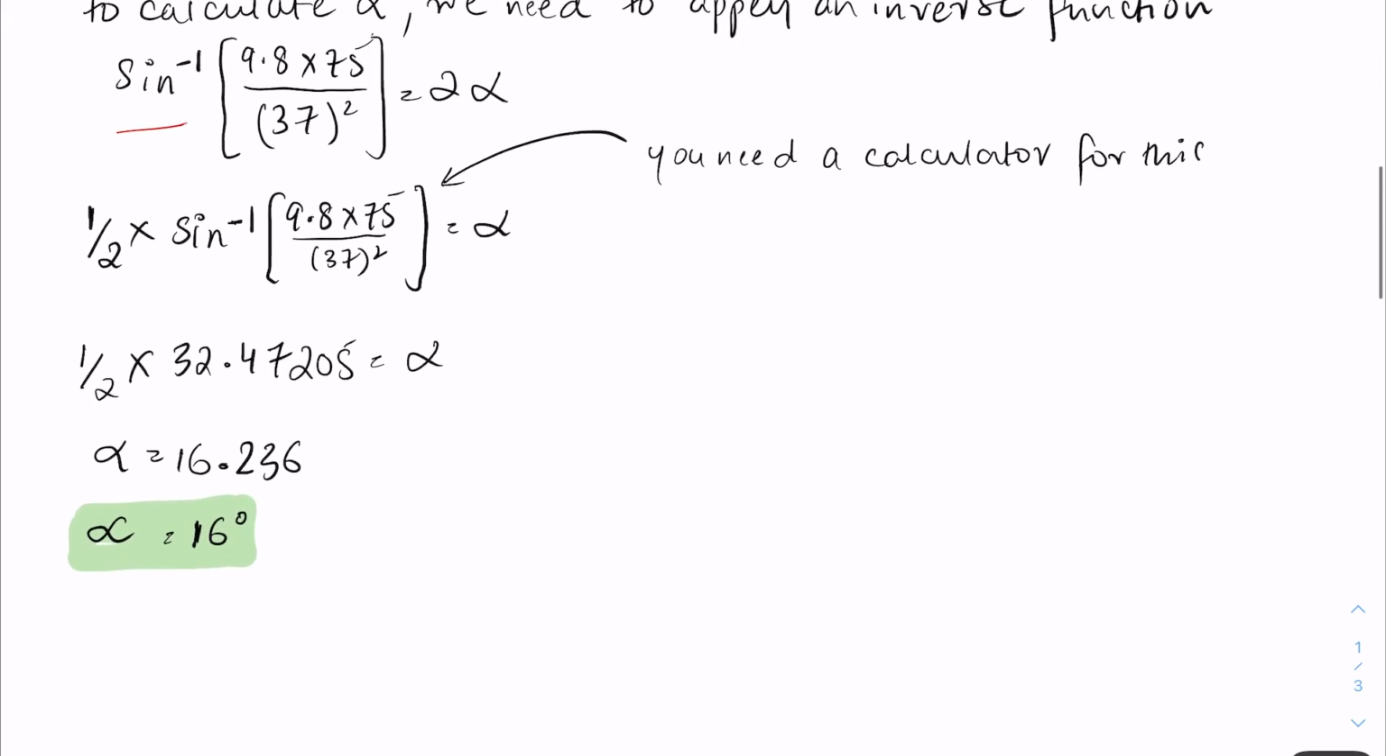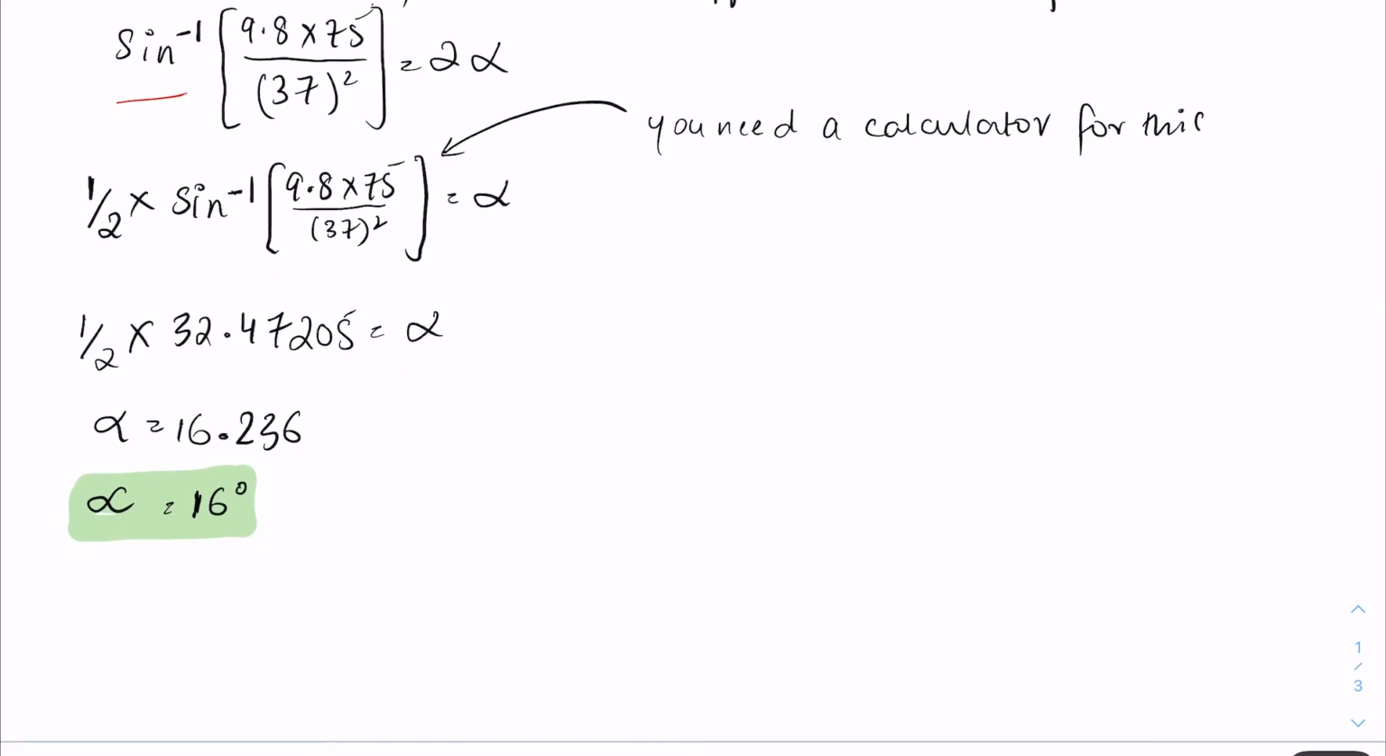Okay, so when we applied the inverse function, we now have the value of 2 alpha, but we need alpha. So let's divide both of the sides by 2. That would mean that now we have this expression: 1 over 2 into sine inverse of 9.8 into 75 over 37 squared is equal to alpha. Simplify it further and then you get this answer.